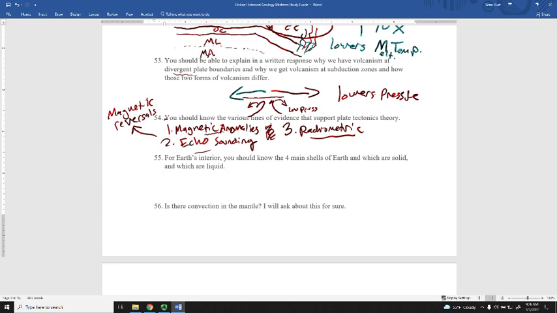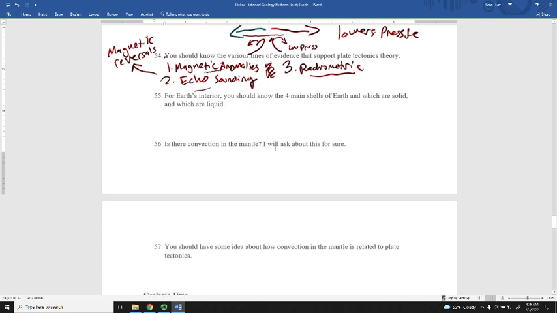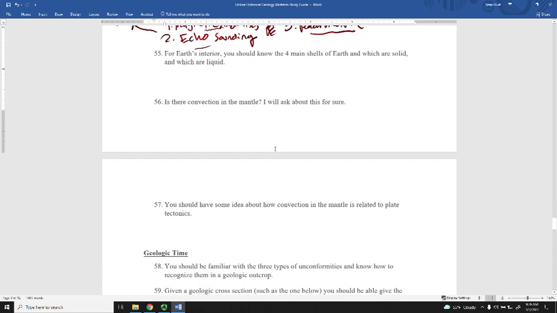So go back to the lecture and listen to that point in the lecture about magnetic anomalies, echo sounding, radiometric dating. Just make sure that you could explain each with about a sentence or two. That's the kind of expertise you need to have about it. I already talked about this. Just know that, of course, the outer core is the only one that's liquid, of all the different shells that we talk about.